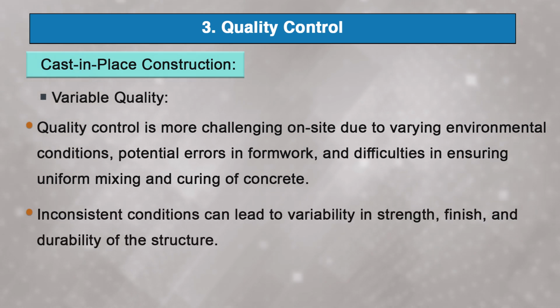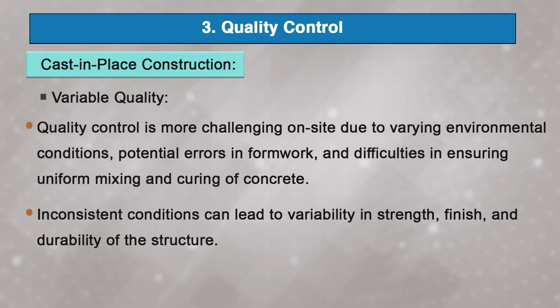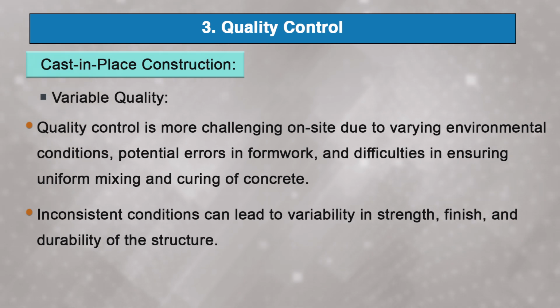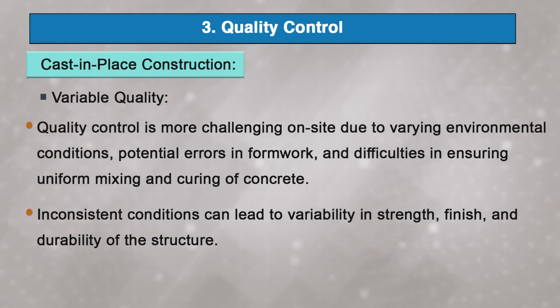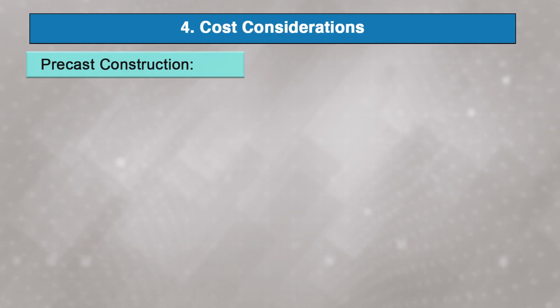The risk is that inconsistent conditions can lead to variability in strength, finish and durability of the structure. For example, in cast in place construction, poor mixing of concrete or inadequate compaction can lead to weak spots or honeycombing, requiring expensive repairs or compromising the structure. Next is the cost consideration.